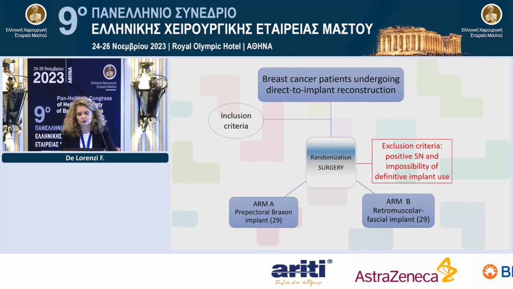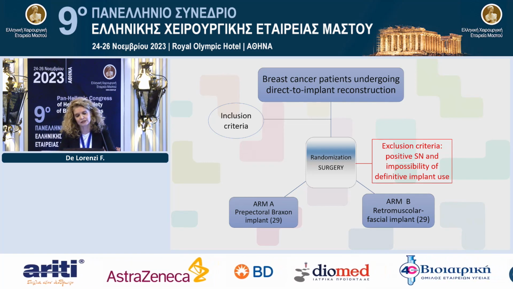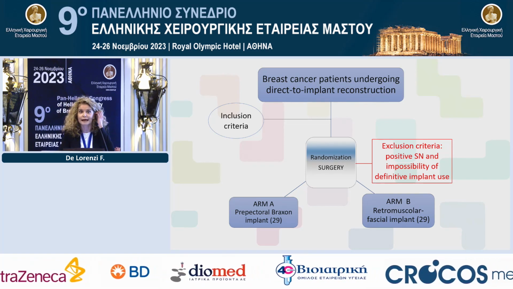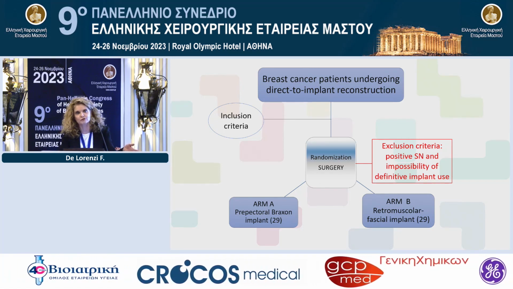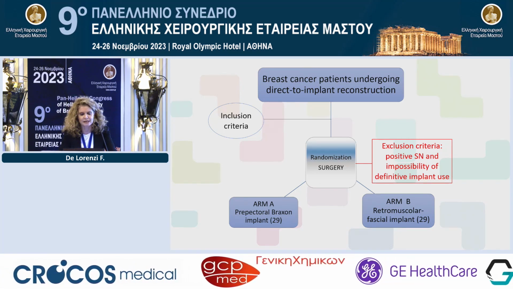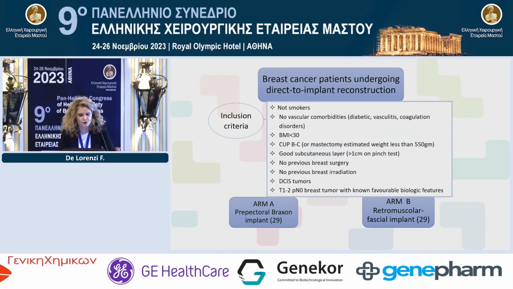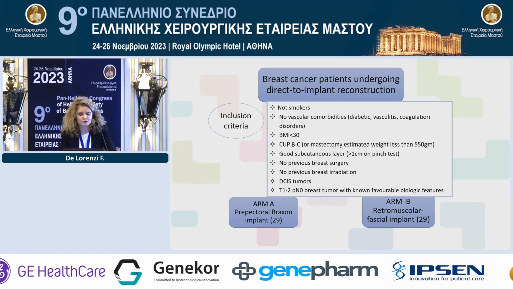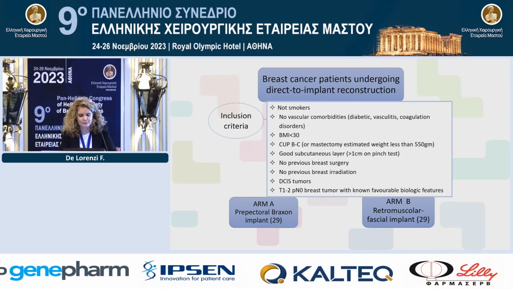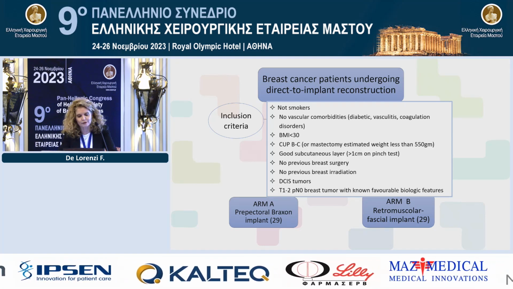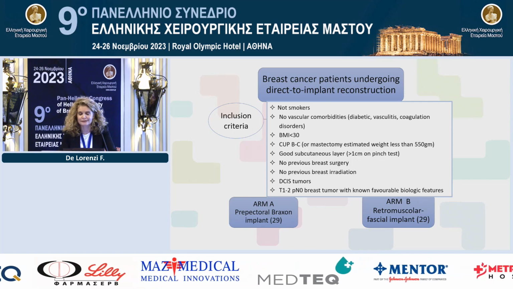And we excluded those patients having a positive sentinel node biopsy or those not good candidates for direct-to-implant reconstruction, because we want to have a homogeneous population of patients. And for the same reason, inclusion criteria were really strict: no smokers, no vascular comorbidities, BMI less than 30, cup B and C breast, good subcutaneous layer, no previous breast surgery, and no previous breast irradiation.